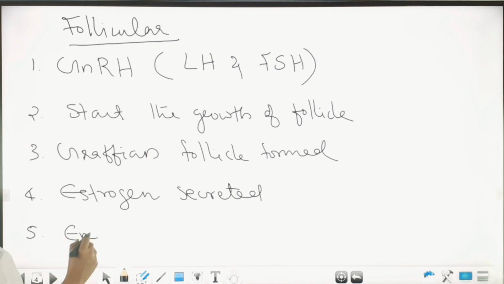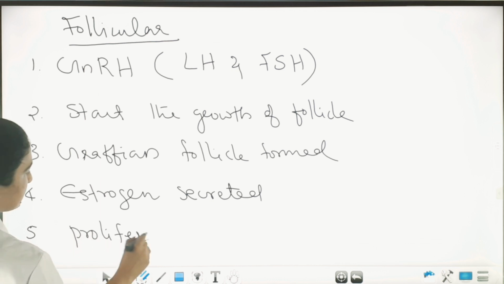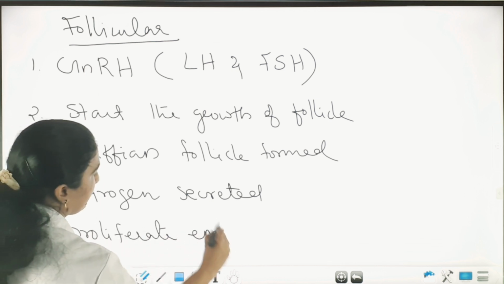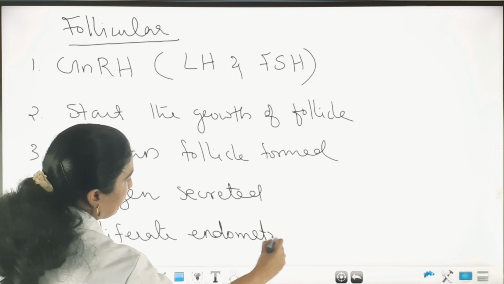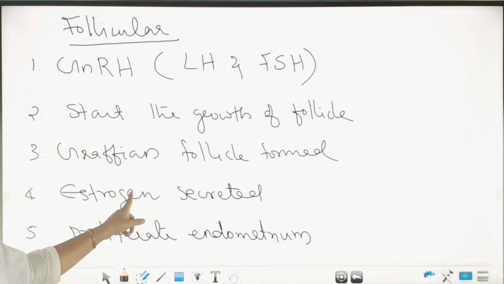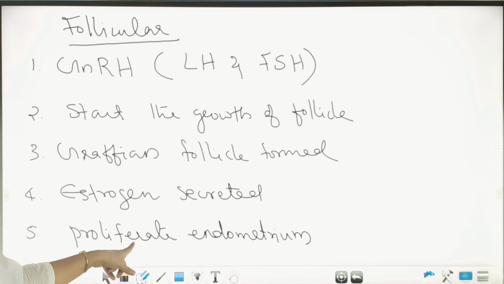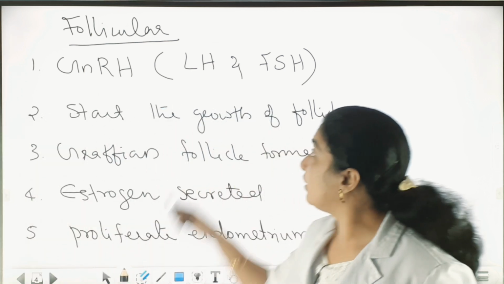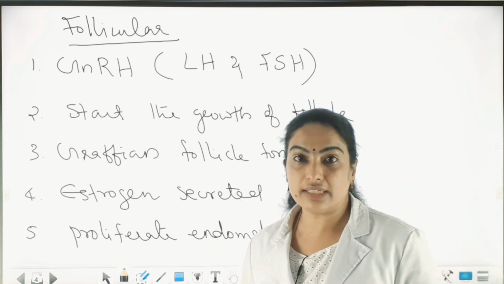So endometrium, or we can say proliferate endometrium. Proliferation means growth. So the estrogen promotes the growth or proliferation of endometrium. So it occurs in the uterus. Okay. So these are the events that occur in the follicular phase or proliferative phase.